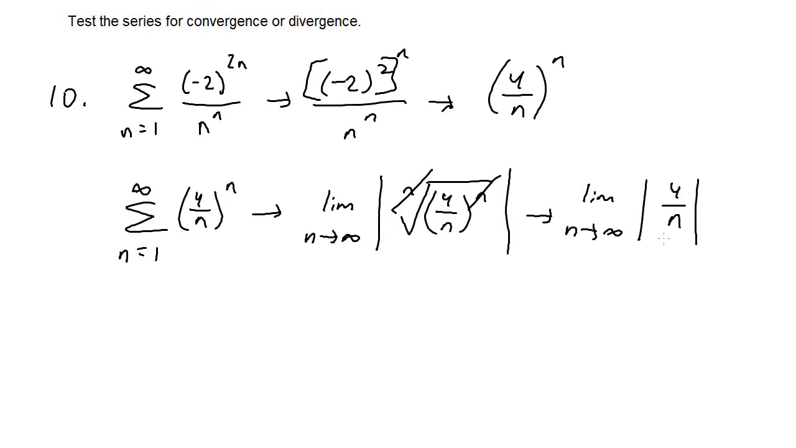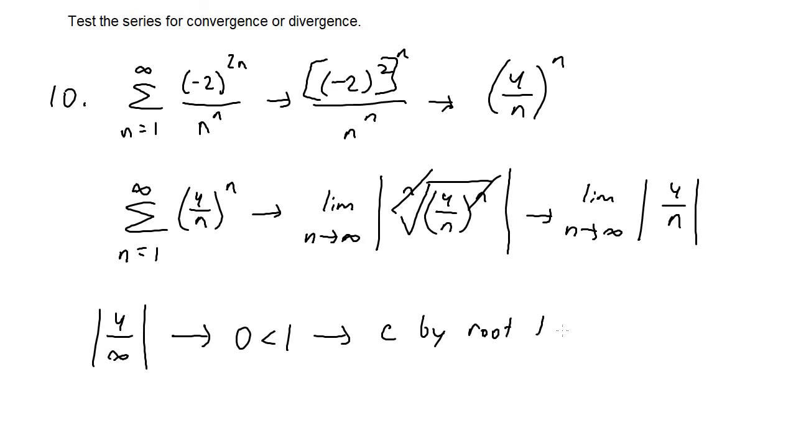Now in this case we do have a bottom heavy function. So when we plug in infinity, we have the absolute value of 4 over infinity. Now 4 over infinity is basically going to be 0, and the absolute value of 0 is 0. Obviously 0 is less than 1, and because it's less than 1, we know the series will converge, this time by the root test.